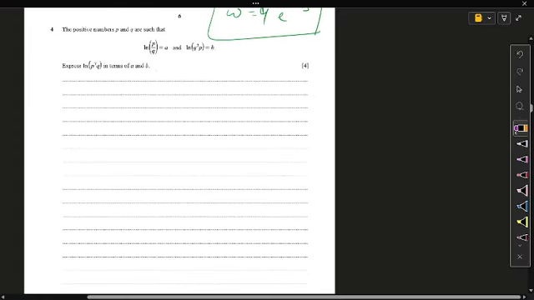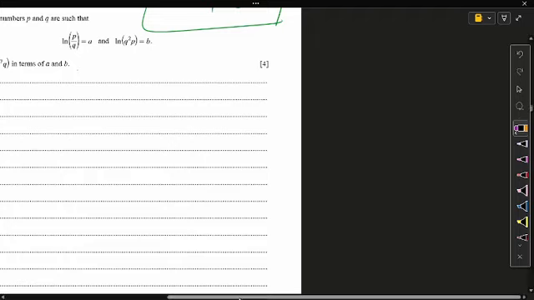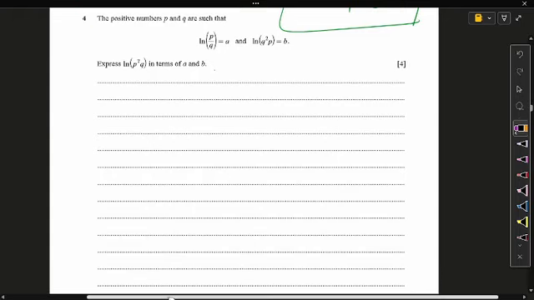Alright, next question is about logarithm 1. Here you can see ln of p by q is equal to a and ln of q square p is equal to b. And you have to express ln of p raised to the power 7 times by q in terms of a and b.